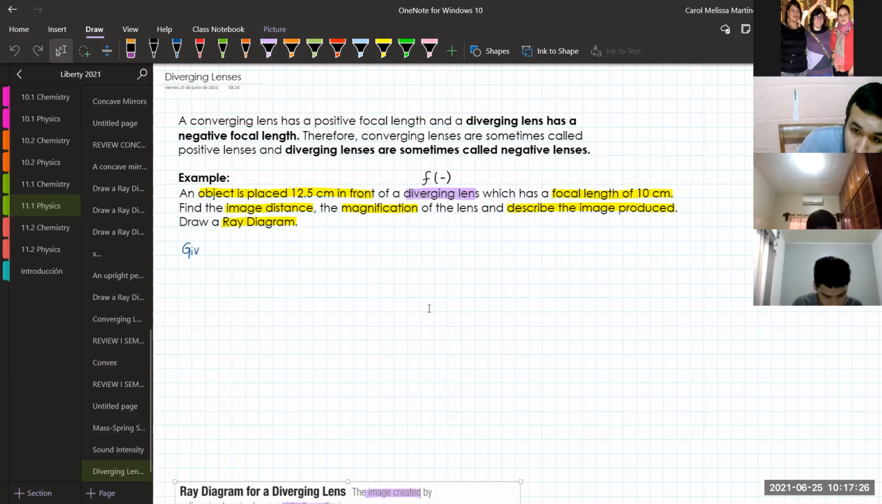I always do this step, even though I know that you sometimes don't do it, but I like to do it, okay? First, the example says about the object. The object is placed 12.5 centimeters in front. So my object, which is denoted by the letter P, is 12.5 centimeters in front of a diverging lens. So the problem is telling you that it's a diverging lens.